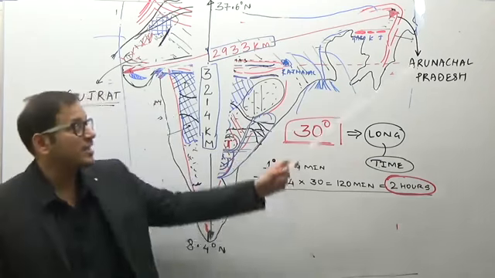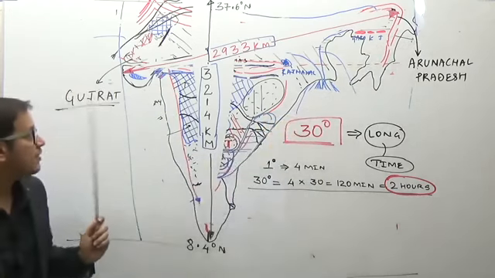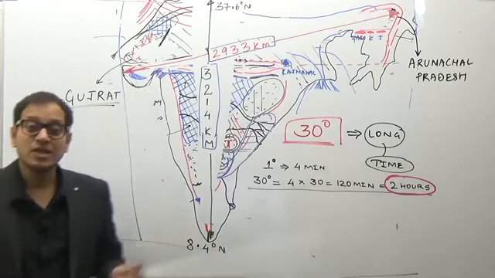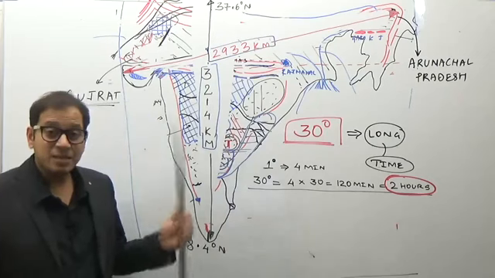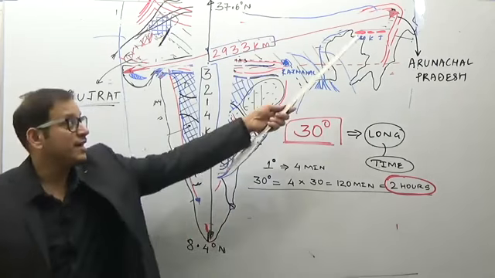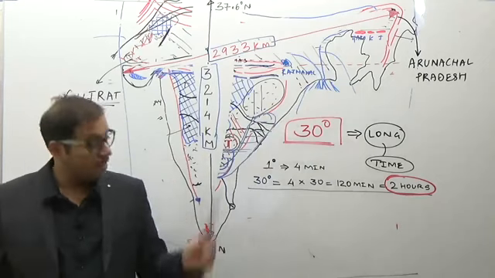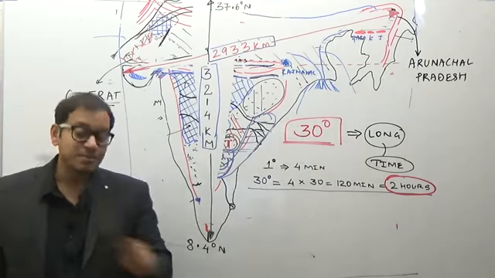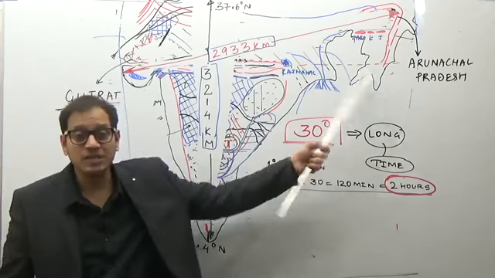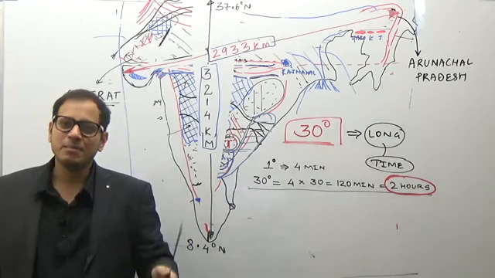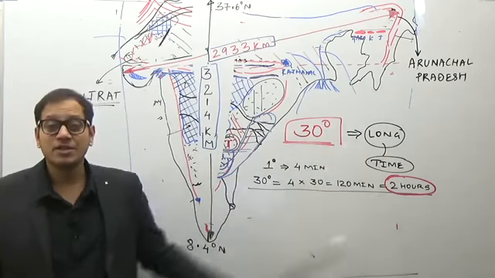So if the sun is rising at 5 o'clock in the morning in Arunachal Pradesh, after 2 hours the sunrise will be in Gujarat. So the maximum distance between the east-west coast of India lies between Arunachal and Gujarat, and the maximum time difference between these two extremities of India is 2 hours in duration.